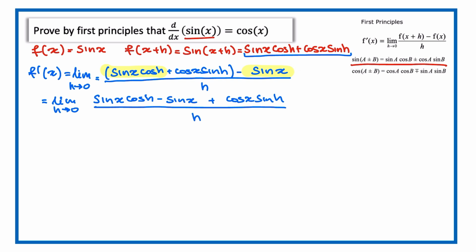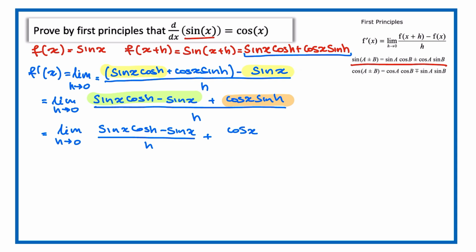So now there are two things I can do. I can split this fraction into two fractions, where in one we look at all the sine x together as one, and the cos x sine h as the other. So let's have a look at how that would look. We can write the limit as h goes towards 0. I can rewrite this as sine x cos h minus sine x all over h plus cos x sine h all over h.